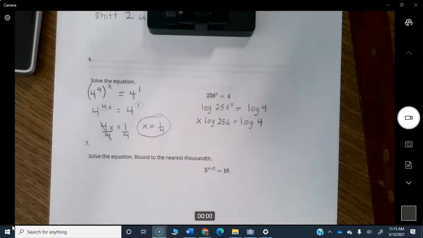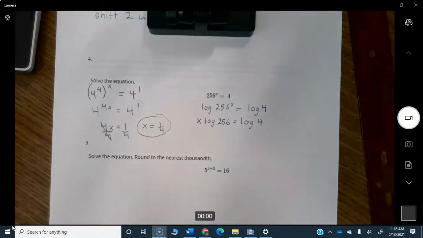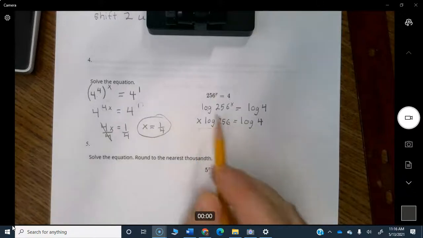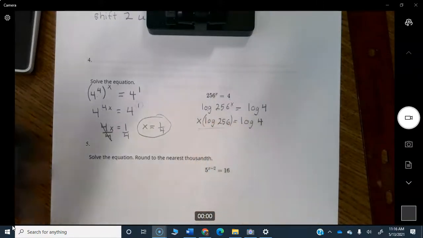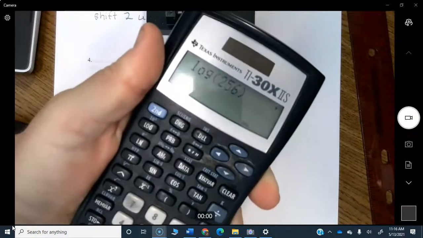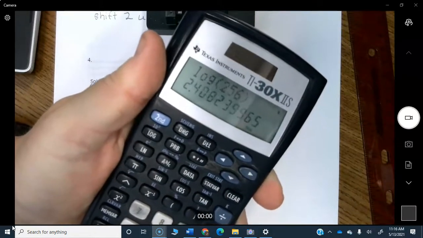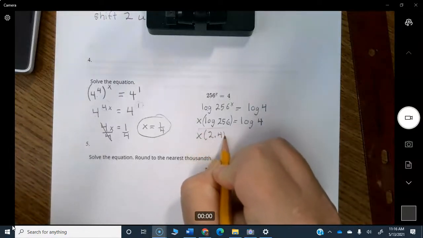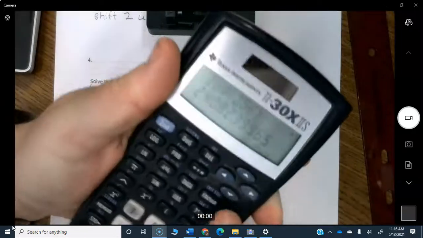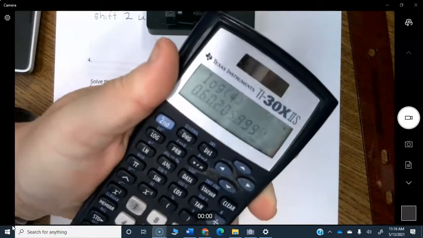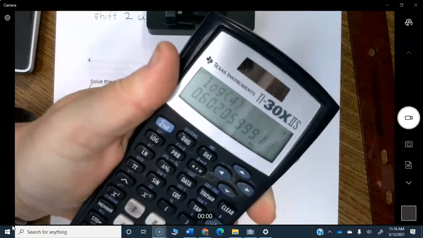So now you can go, and I'm going to do this on the handheld calculator. If you don't know how to use either the online calculator or the Desmos, get in touch with me during office hours, okay? So this is log of 256. I can put that in parentheses if I want. So log 256, and that's going to equal 2.41. So it's x times 2.41. And log of 4 here is just going to be log of 4, close the parentheses, and that's 0.602.